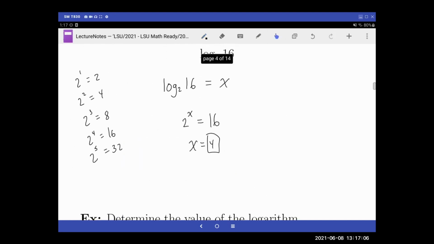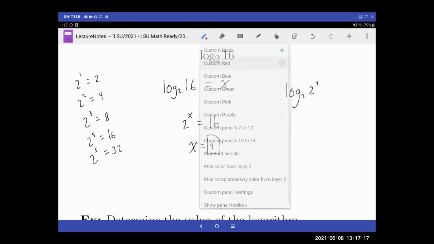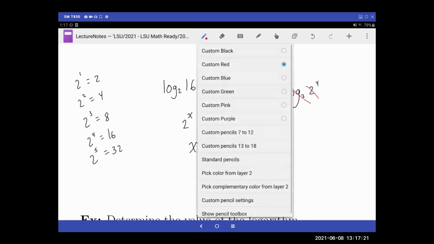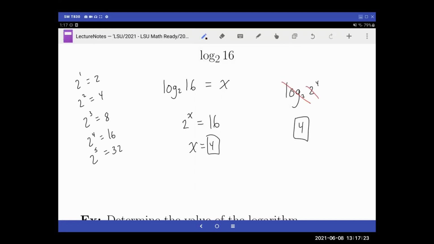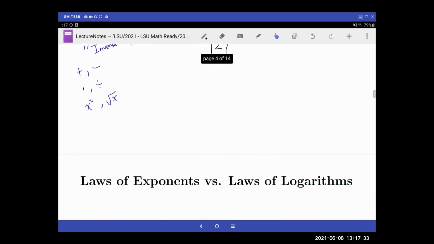Let's go back up to this one real quick. If you know that 16 is 2 to the 4th power, you can just write it as log base 2 of 2 to the 4th power, knowing that these two things would cancel out and leave you with the answer that you got earlier, which would be 4. This is actually the way you should be thinking about it, if at all possible, because that's going to make more sense as you get to more complicated equations.